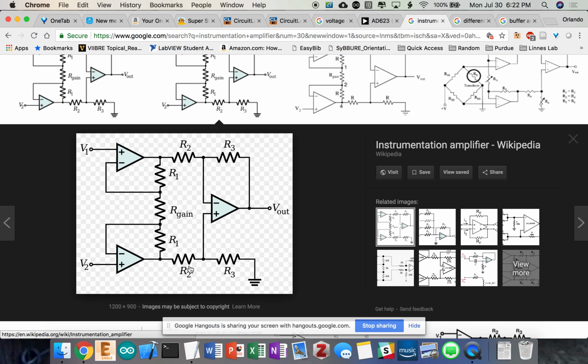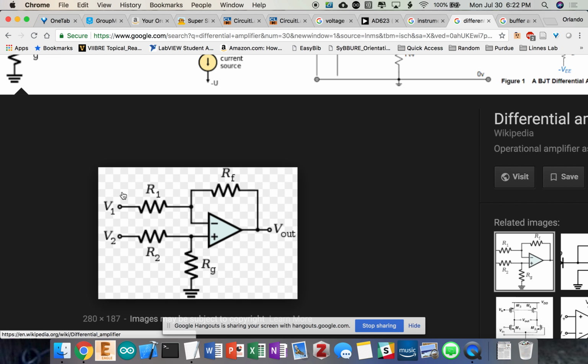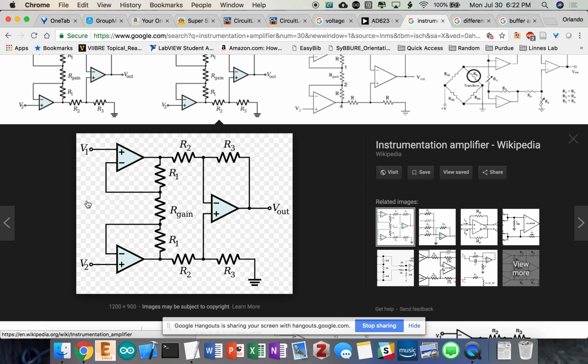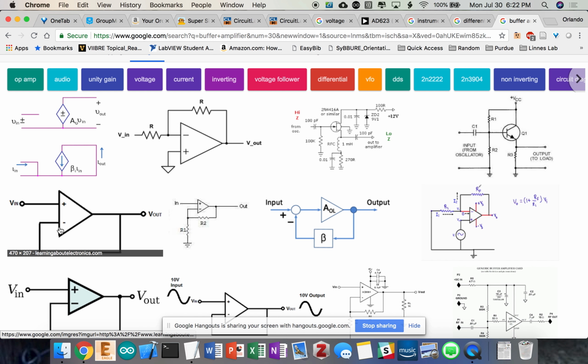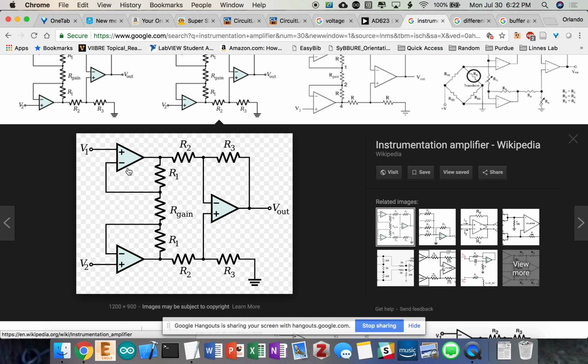So this part is a differential part. You can see that this is more or less equivalent to this, just rearranged slightly differently. Can you see that? Yeah. And this part is more or less equivalent to this. Can you see that? Yeah. This is a special resistor network that makes it easy to set the gain. Instrumentation amplifiers are designed such that you can set the gain with one resistor, and that's what this RG is.